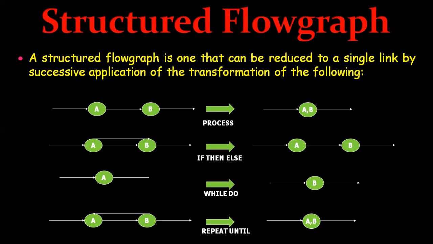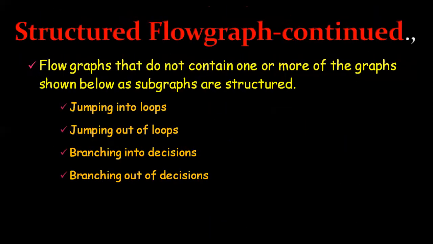If they have jump into loops or jump out of loops and branch into decisions or branch out of decisions, then we call them unstructured. So the flow graph, if it is structured, should not have jump into loops. It cannot have jump out of loops. It cannot have branch into decisions. It cannot have branch out of decisions.